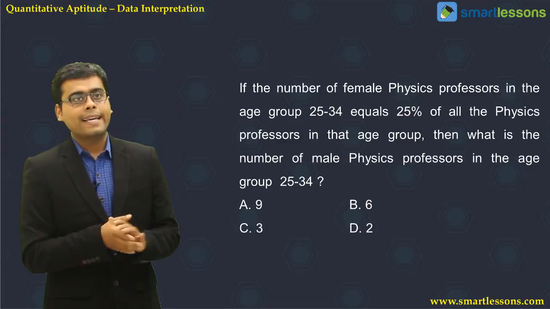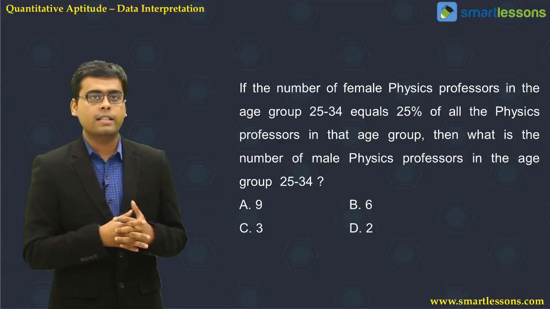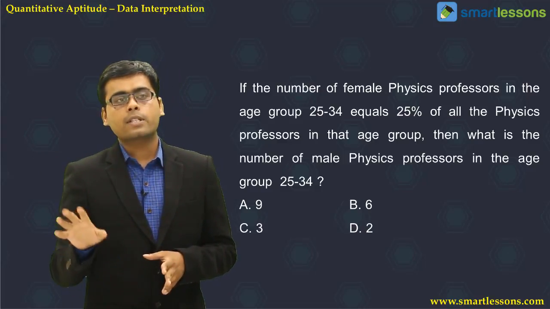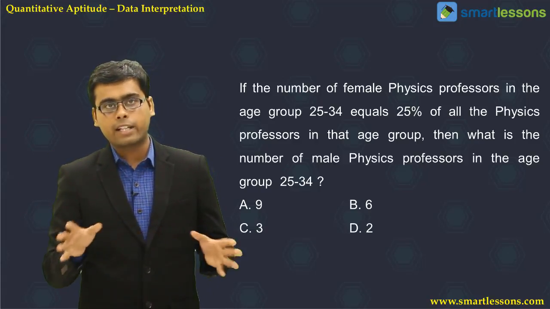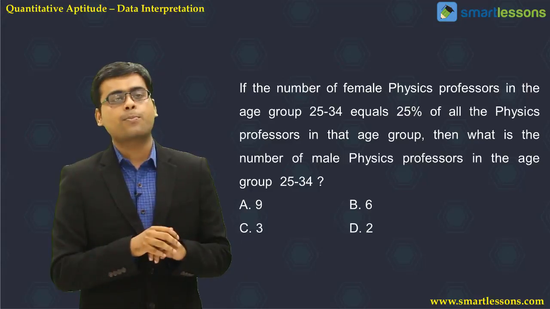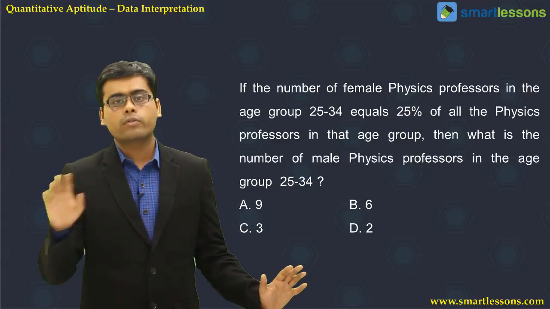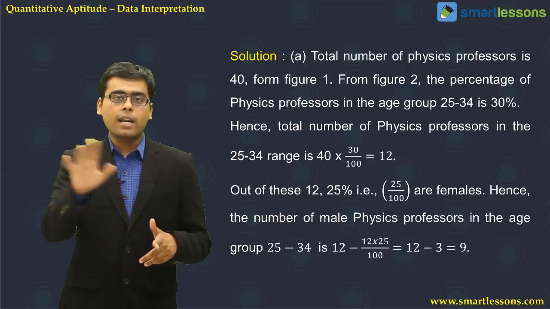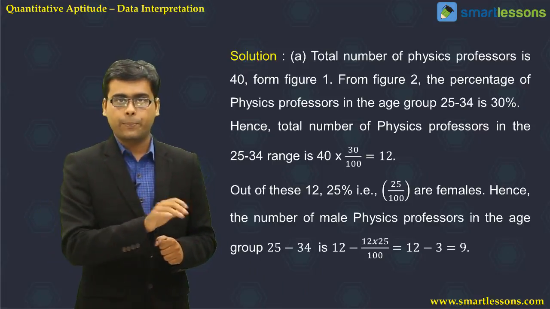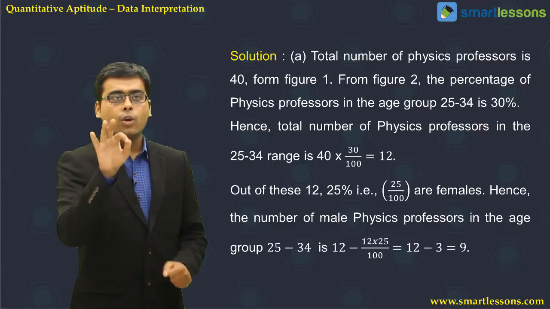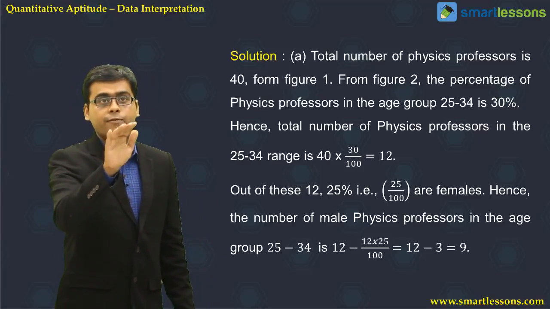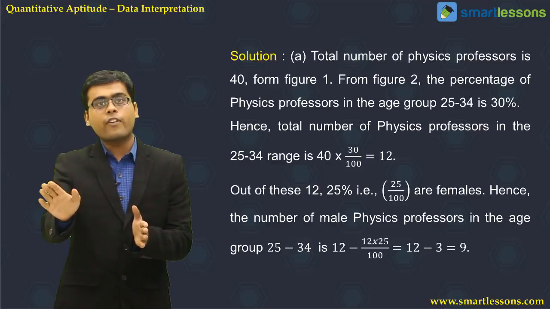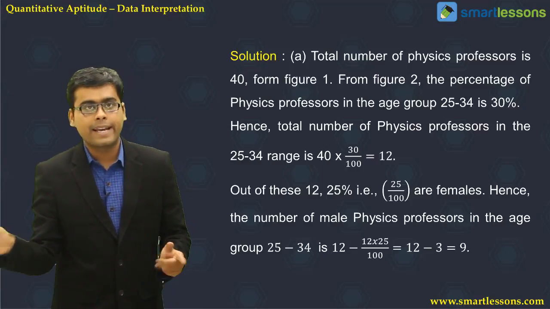Next question. If the number of female physics professors in the age group 25 to 34 equals 25% of all the physics professors in that age group, then what is the number of male physics professors in the age group 25 to 34? Alright, we have already seen that the total number of physics professors is 40.